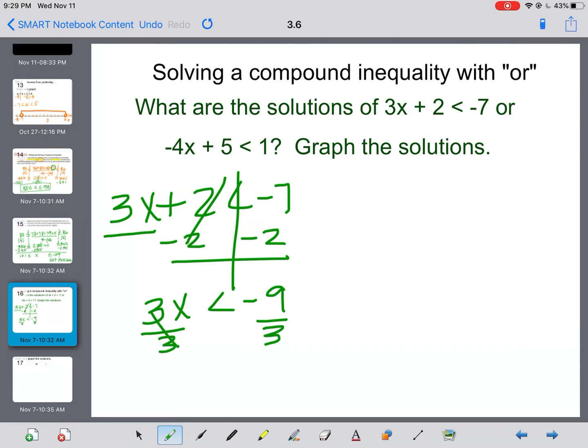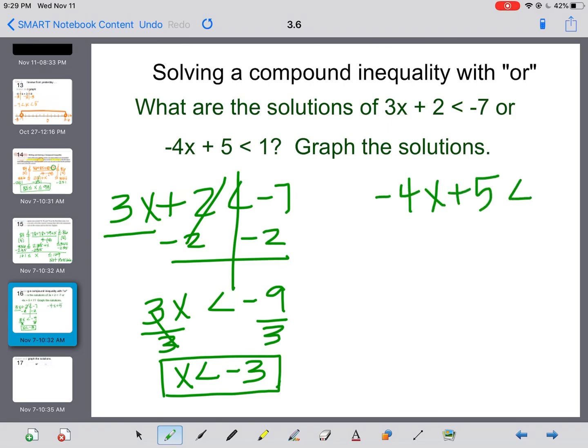So here's our couple. I'm going to try to get rid of my third wheel first. Leaves me with 3x is less than negative 9. Divide by 3. And x is less than negative 3. It's my first part of this compound inequality.